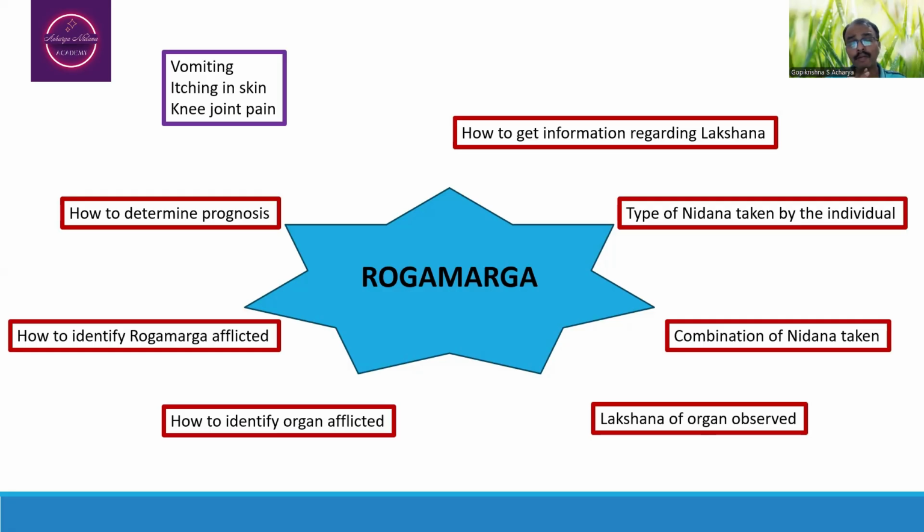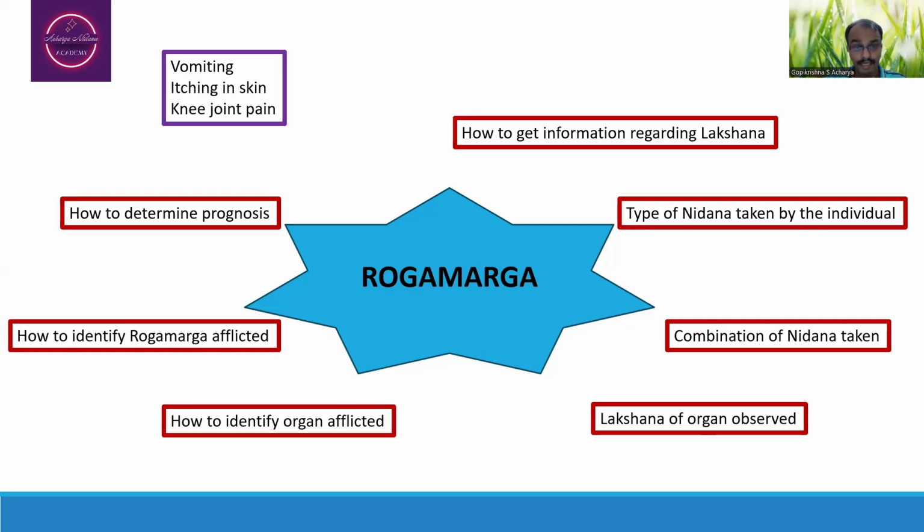And how to determine the prognosis? These are multifactorial. The duration of the presenting complaint may be helpful in determining that. The longer the duration of the illness, the more time it takes to get cured. Or this may be helpful in noting the number of Nidana Sevana. If the number of Nidana Sevana is less, the recovery from the illness may be faster. If the number of Nidanas is more, then recovery from the illness may be slower.